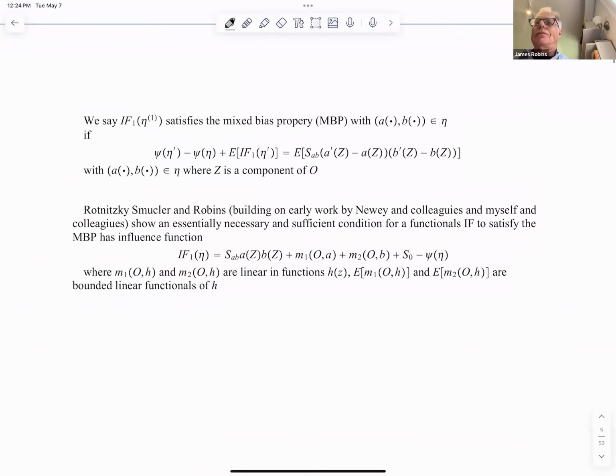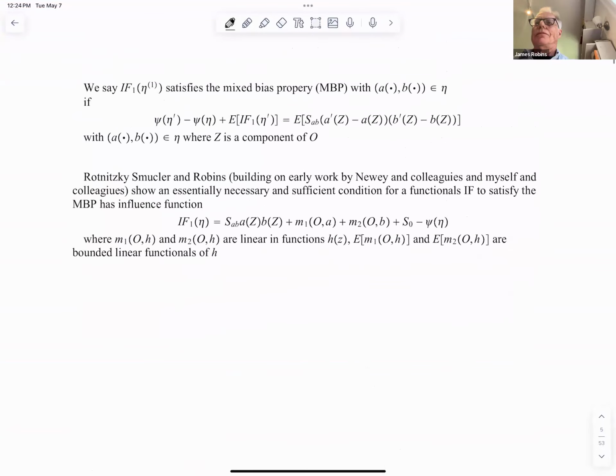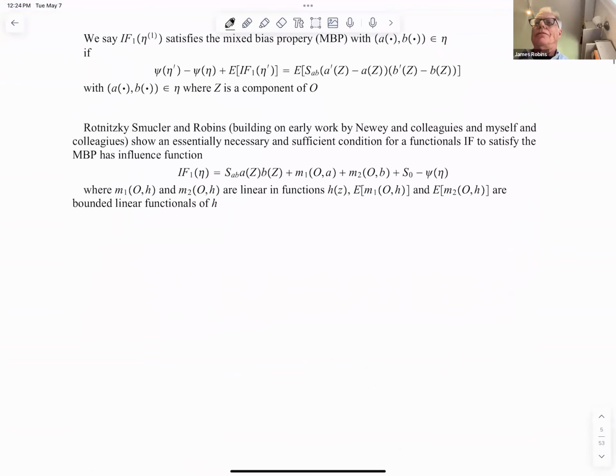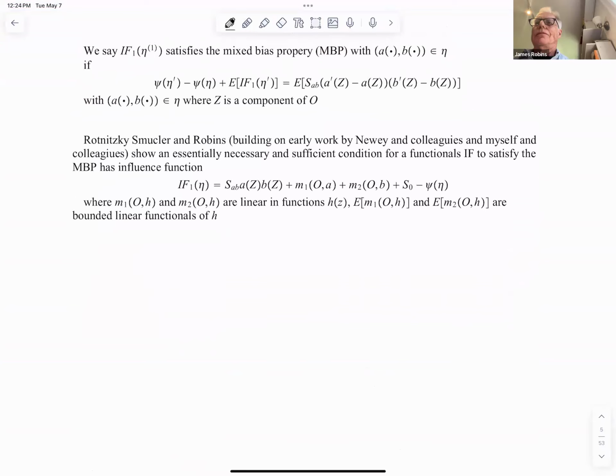Okay, now for double robustness, basically we say that an influence function satisfies the mixed bias property. There are going to be two nuisance functions, A and B, which are part of the data generating process, unknown eta. And if we look at the same debiasing, so I take psi at some wrong eta minus psi at the truth plus the expectation of the influence function at the wrong eta.